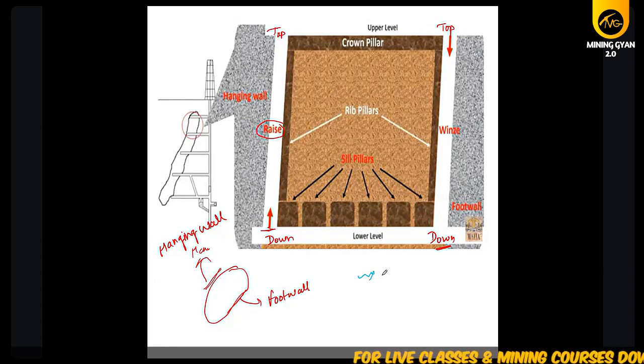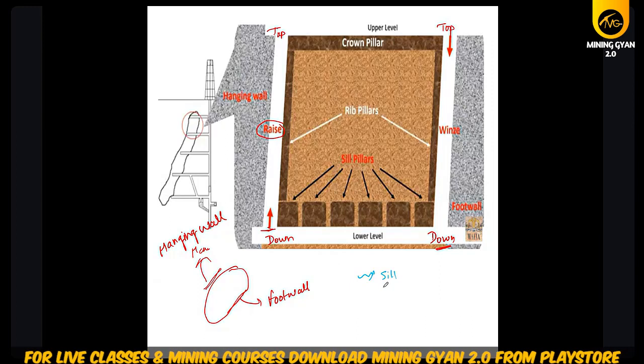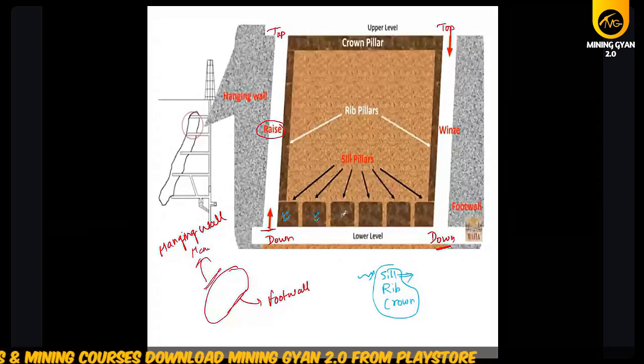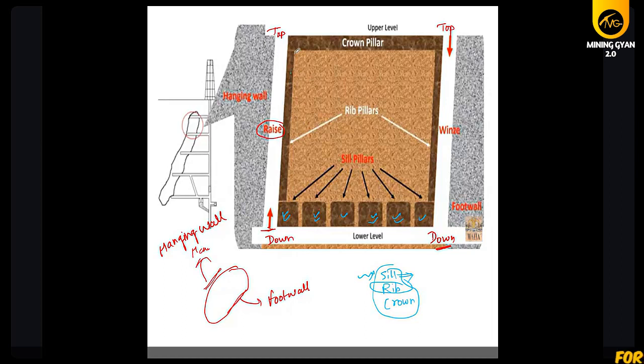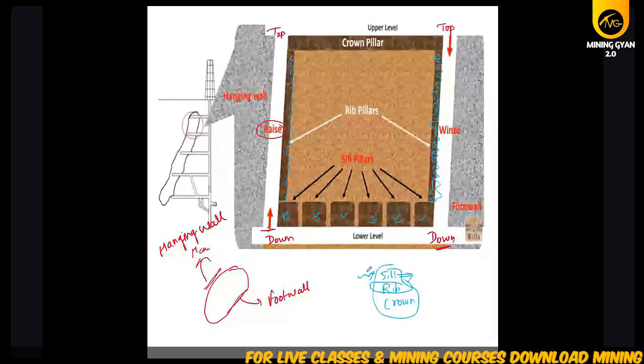some may ask you the question: what is the seal pillar, what is the rib pillar, what is the crown pillar. You should know. So what is the seal pillar? Seal pillar is basically the one below your stope that we make. Okay. And rib pillar, these are the rib pillars. This is your rib pillar, in the side of your stope. These are the rib pillars.